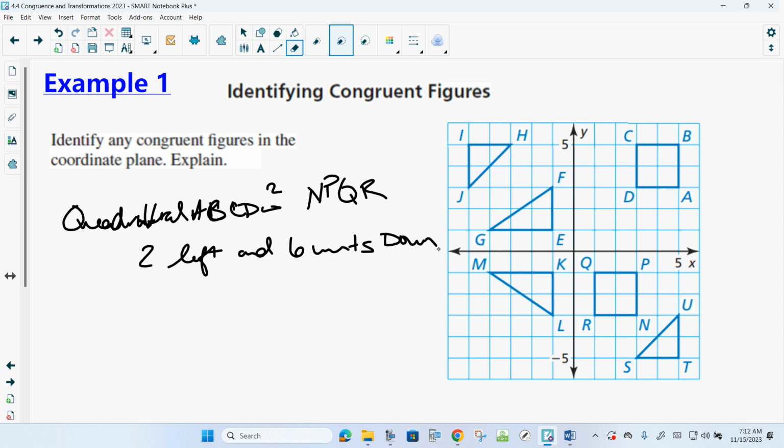Next one, I have triangle IHJ is congruent to triangle, all the way down there at the bottom, TSU. It's probably the best way for me to describe it. And so what happened between those two triangles? Well, you got a rotation of 180 degrees.